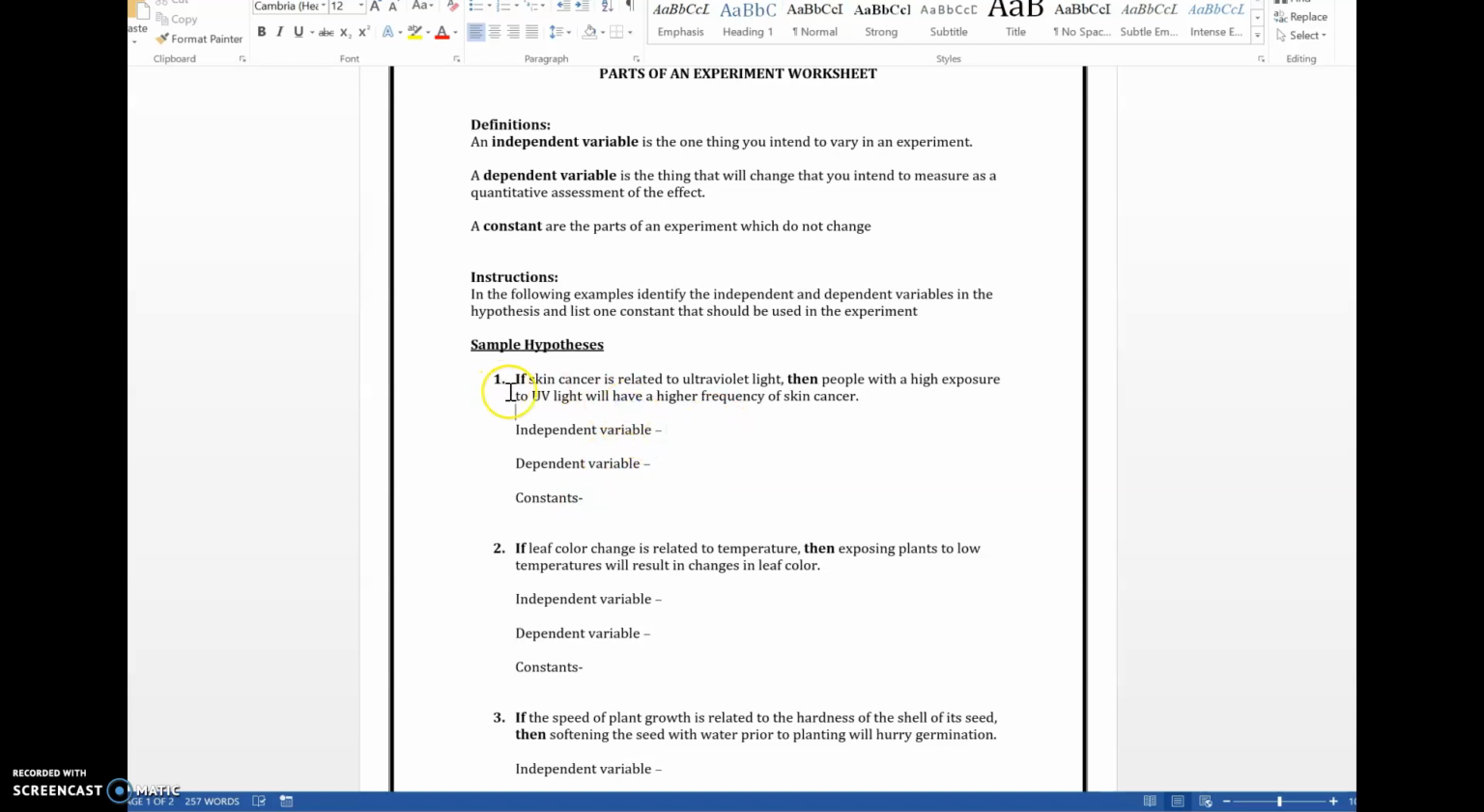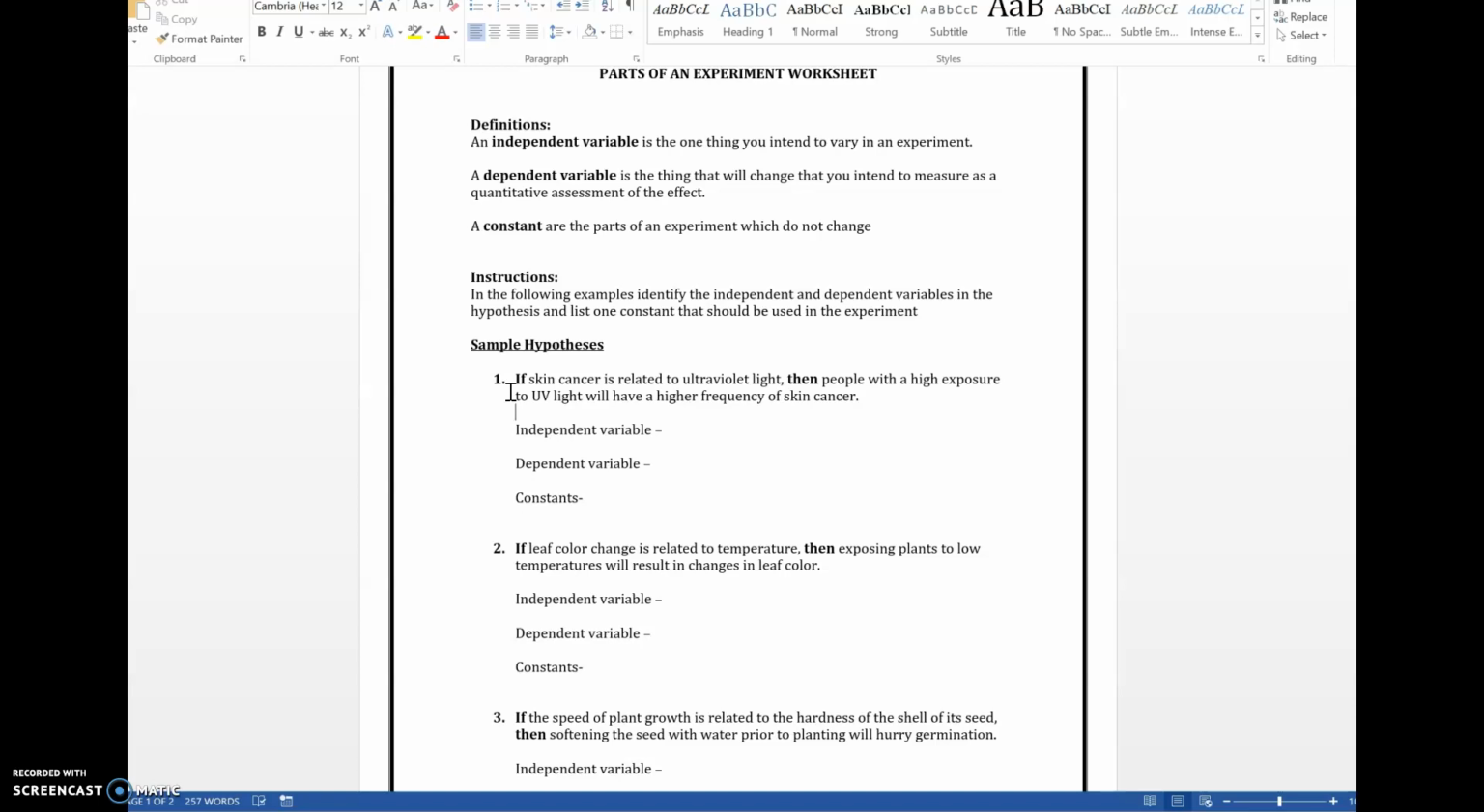So let's walk through the first one. Number 1, if skin cancer is related to ultraviolet light, then people with a high exposure to UV light will have a higher frequency of skin cancer. So this question is asking us that we know skin cancer is related to ultraviolet light, and we're saying that if people have more exposure to ultraviolet light, they most likely will have a higher frequency of skin cancer. So that's really what the experiment is, that we are going to look at the amount of time that people are exposed to UV light.